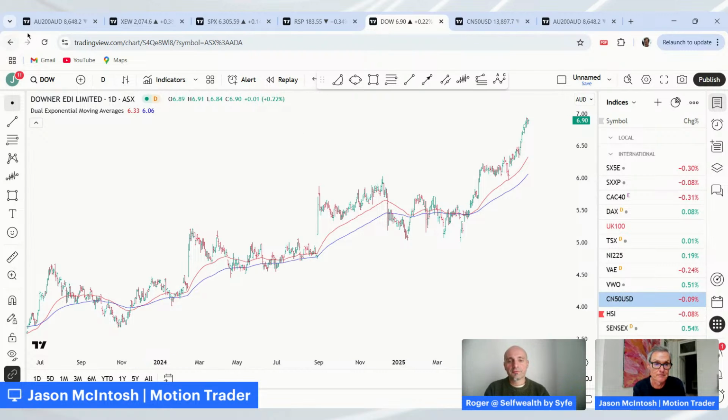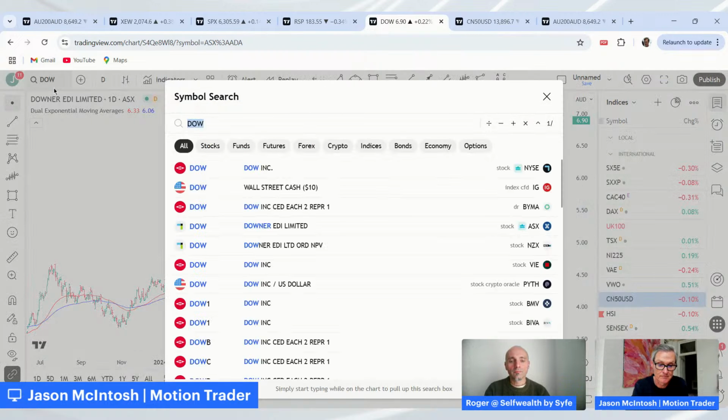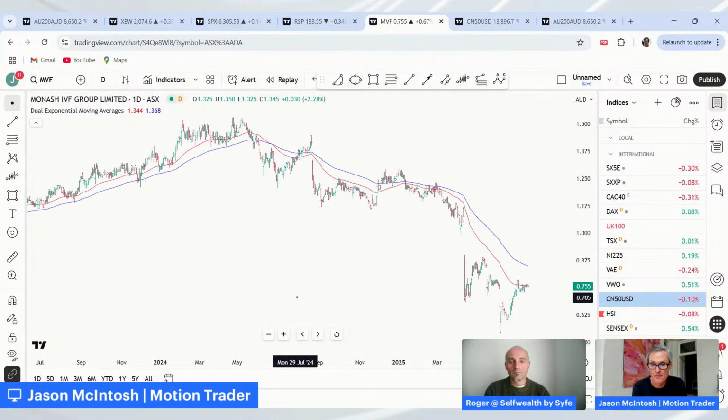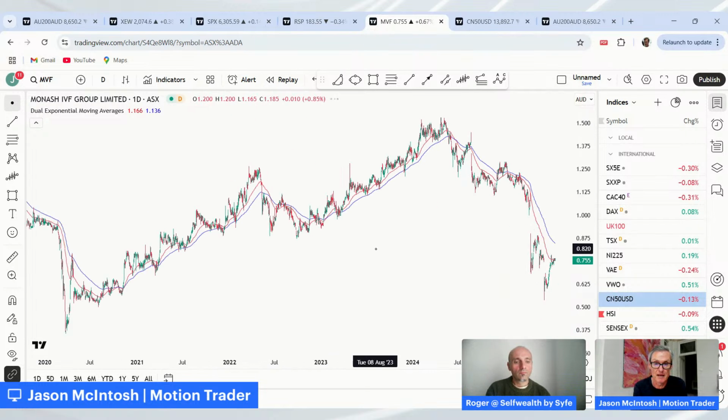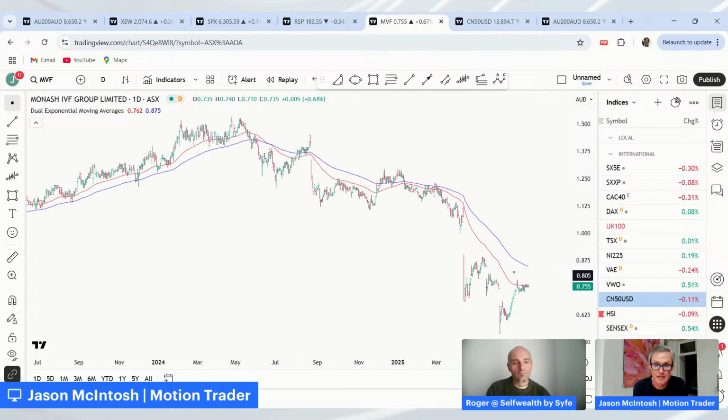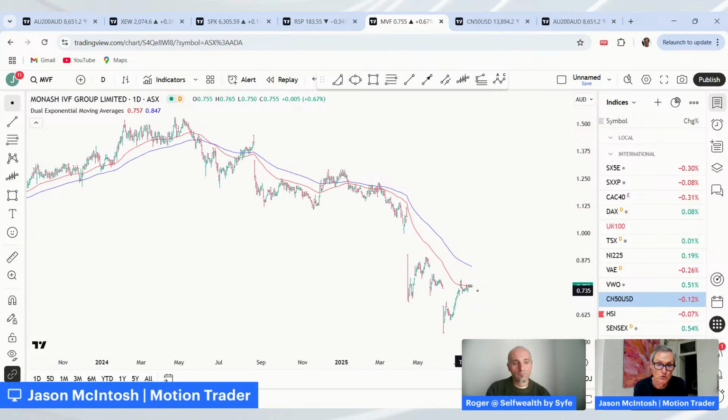Okay, MVF. Yeah, well, I'd just be staying out. It's been in a downtrend since May last year. A lot of negativity around the company now. Maybe the worst has passed, but who's to know? It's still got declining moving averages and prices below the moving averages. It could also languish for years.